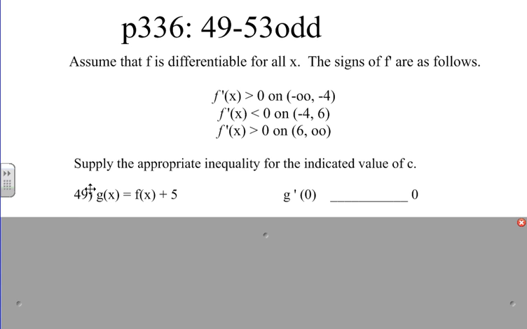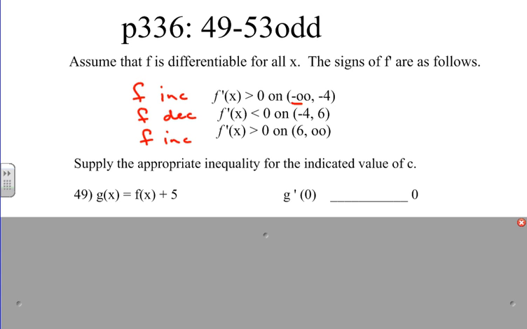So assume that f is differentiable for all x, and the signs of f prime are as follows. So f prime is greater than 0 from negative infinity to 2. Now, what I always do before I go in this, usually whenever you have problems like this, they always tell you what is happening to f. Okay, well, if we know f prime is greater than 0, that means that f is, hopefully you recall, yes, it is increasing on that interval. When f prime is less than 0, then f is going to be decreasing on that interval. And when f prime is, once again, greater than 0, f is going to be increasing on that interval.